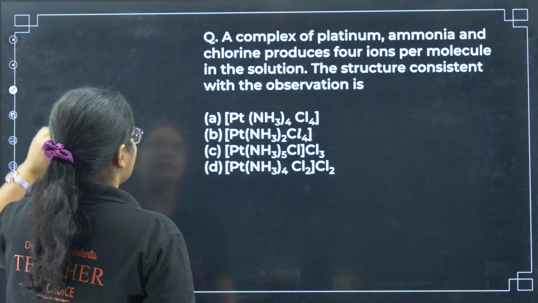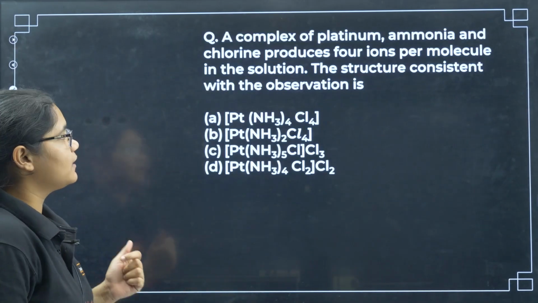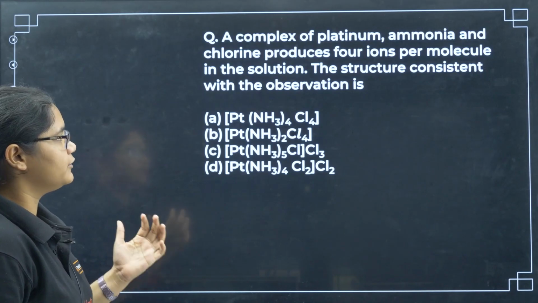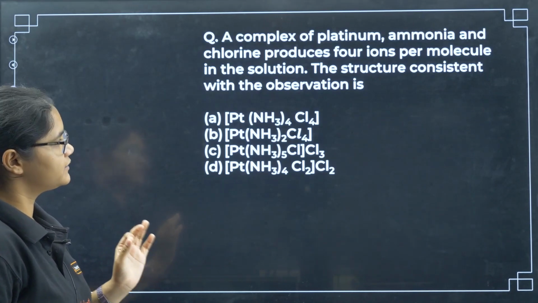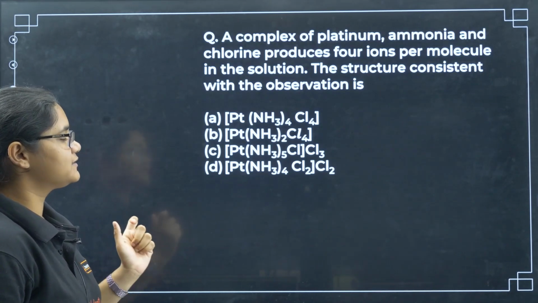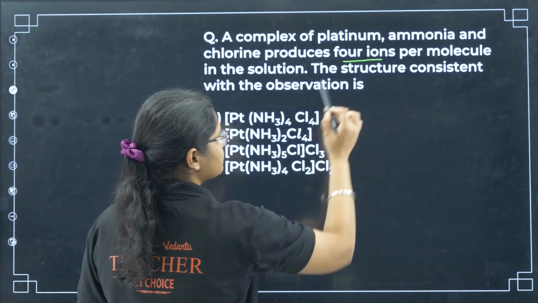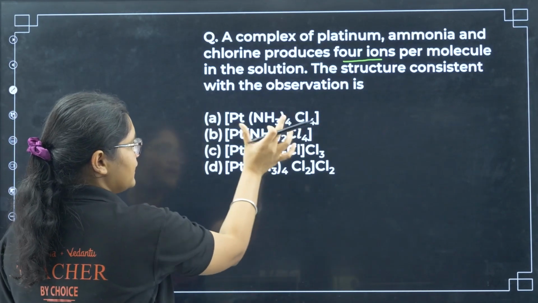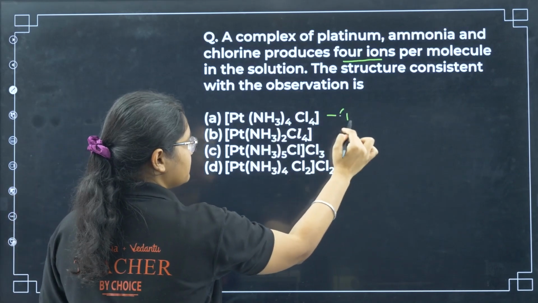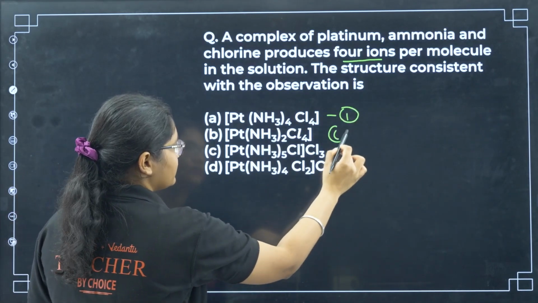Okay. Next, a complex of platinum, ammonia and chlorine produces 4 ions per molecule in the solution. The structure consistent with the observation is. So you have 4 ions has to be produced. Now if I see this one, in this complex only 1 ion will be produced. Here also I will have only 1 ion.